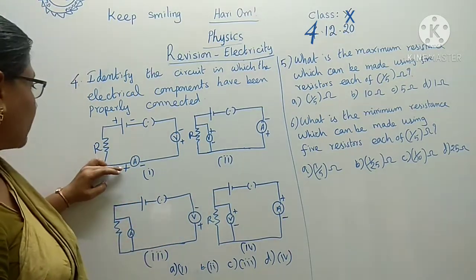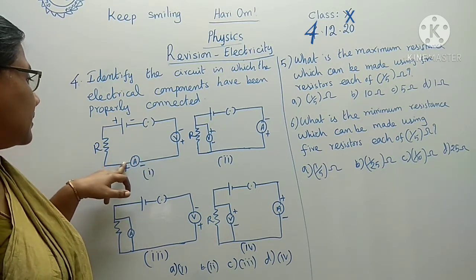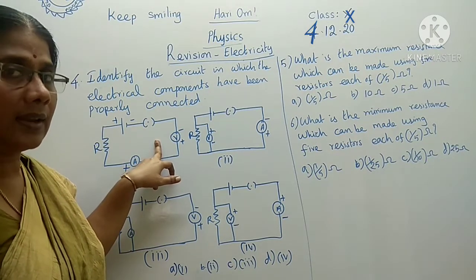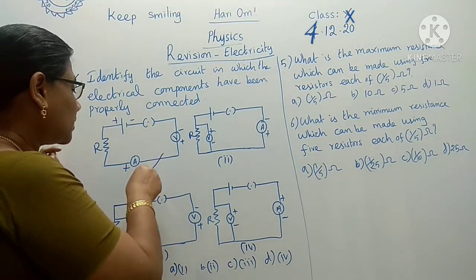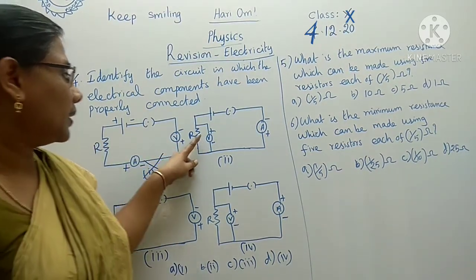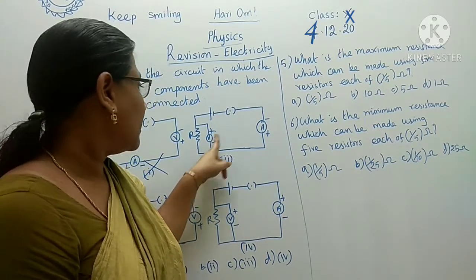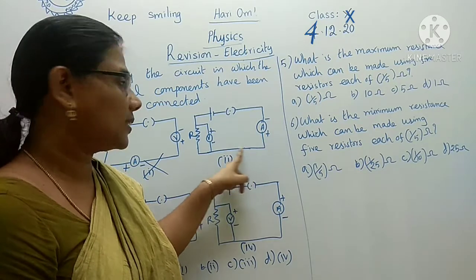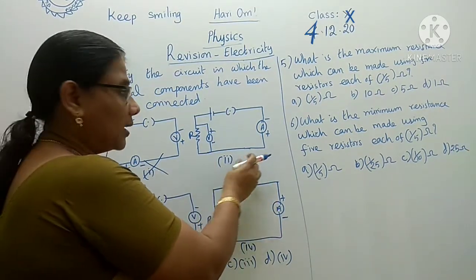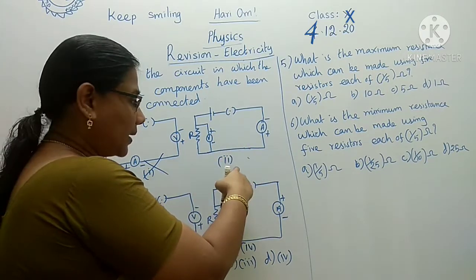So here, the first diagram you see that ammeter is connected in series, voltmeter also connected in series, isn't it? It is not connected in parallel. So the first circuit is wrong. Then second circuit, here voltmeter is connected parallel, ammeter is connected in series. Okay. We cannot say it is correct. Okay. So we will not put the wrong mark here. Okay.